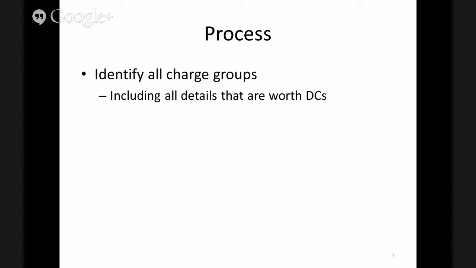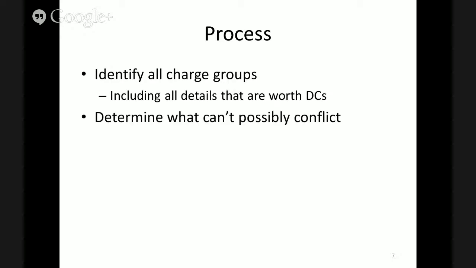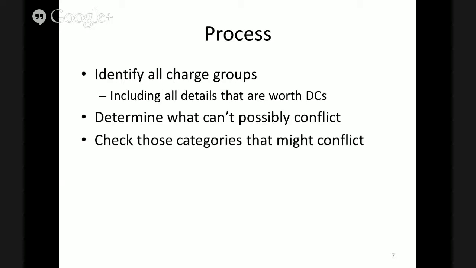Once we've identified all the charge groups, the next step is we figure out what kind of devices can't possibly conflict. Because here's the thing. We don't want to look through every registered item in the ordinary. We want to be able to rule out things that we know 100% we never have to look at. So that's step two. And step three is we find those categories in the ordinary that might conflict, and then we go through and hand check. So the better these things flow into one another.